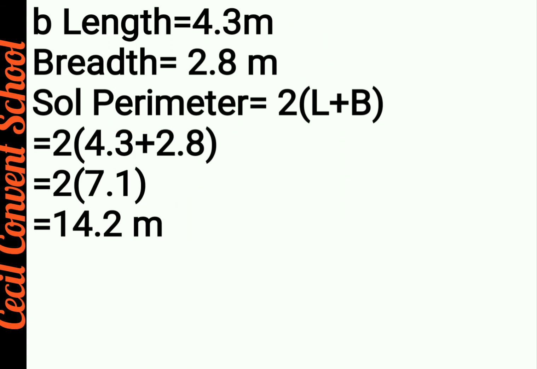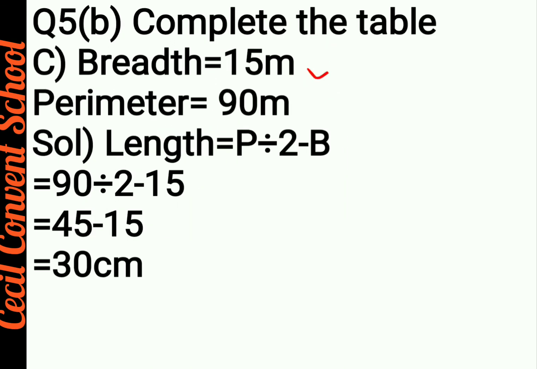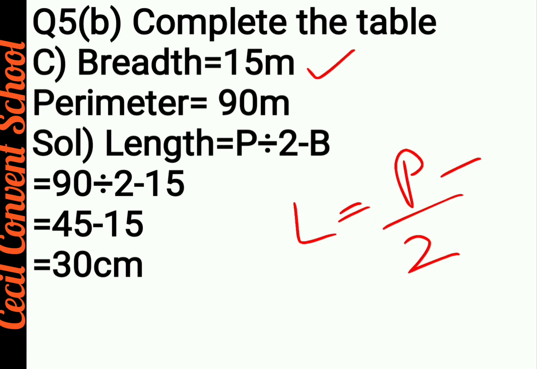Clear? So now C part. In C part again perimeter is given. So length formula is the same as the breadth formula, means P divided by 2 minus, here it will come B, because you are finding L. P divided by 2 minus B. So firstly you divide P by 2, so 90 divided by 2 minus 15. So 90 divided by 2 is 45. 45 minus 15 is 30 centimeter.